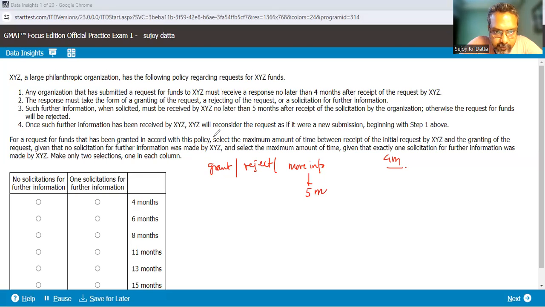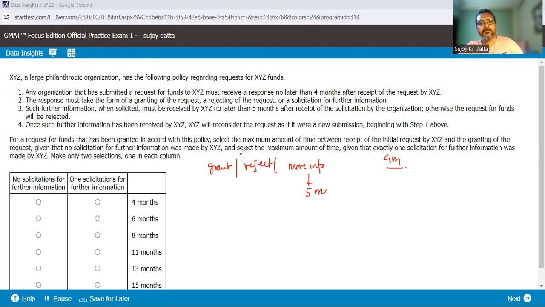For requests that are granted in accordance, select the maximum amount of time between receipt of the initial request and the granting of the request, given that no further information requirement was made by XYZ. And the maximum amount of time given that exactly one solicitation was made by XYZ.